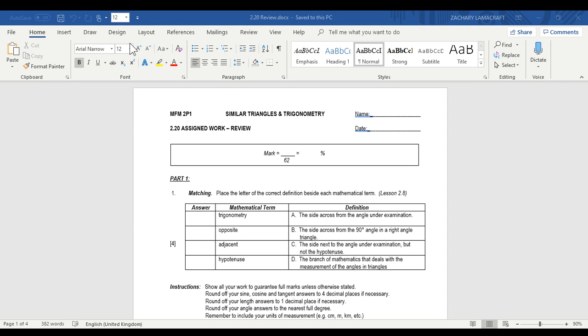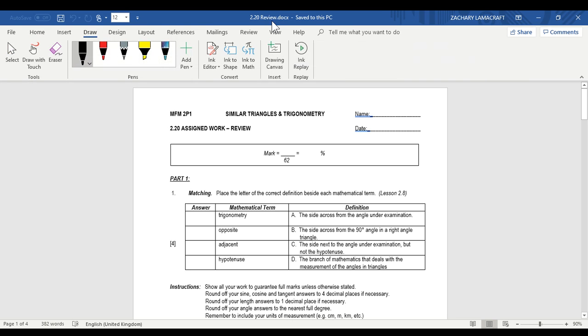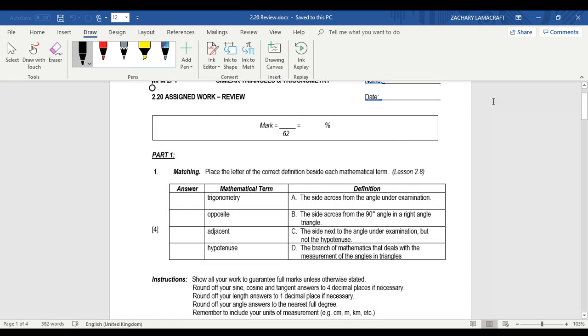Hey, grade 10s. I'm just going to be going over the review. I will post this week so that you guys can get the answers on certain things, and then just give you a little bit more detail for your test next week.